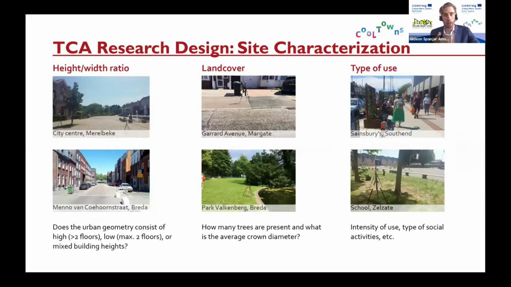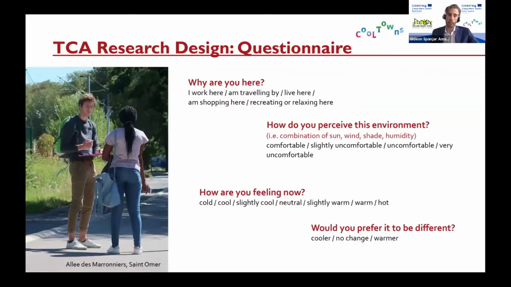So what do we need to think of with the characterization of sites? Here are some categories. We would like to know how many trees are present, and how many cooling interventions or cooling features are already there. Are there more needed? What is the type of use of the site? And that's actually the starting point.